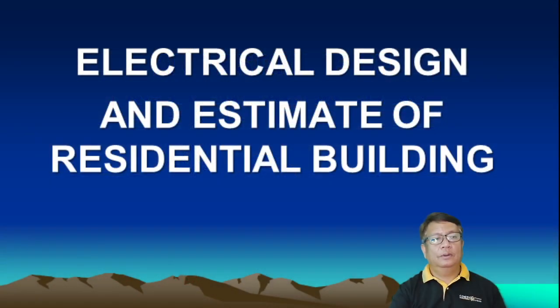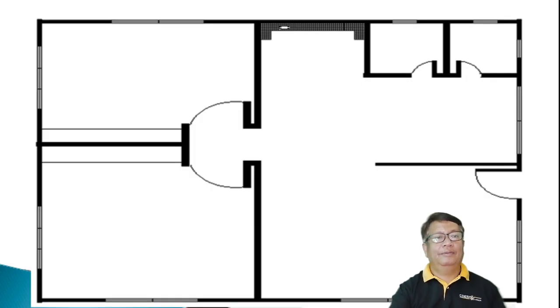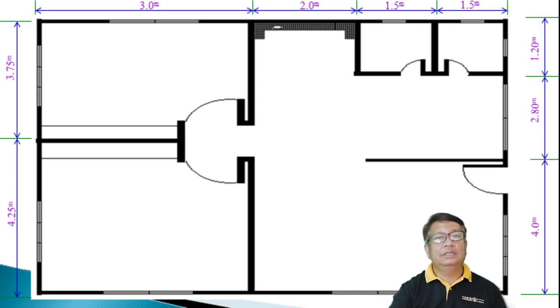Okay, so to start with, we have this floor plan. What you're going to do is, we must provide a floor plan, and this floor plan will be where we are going to do our electrical layout. In this floor plan, it is necessary to provide the dimension, the dimension of the floor plan.